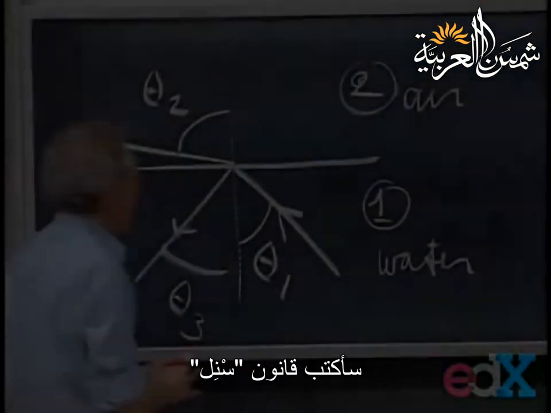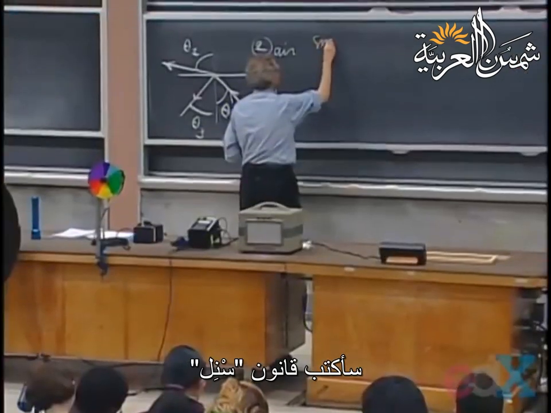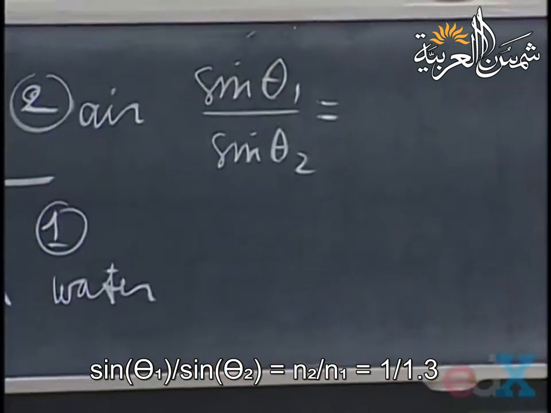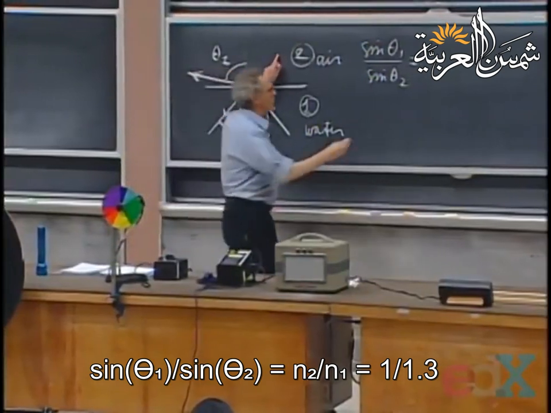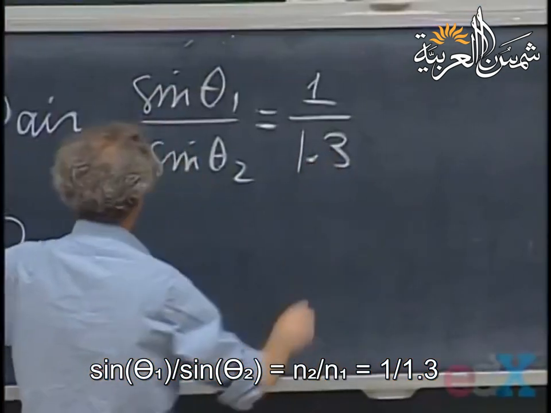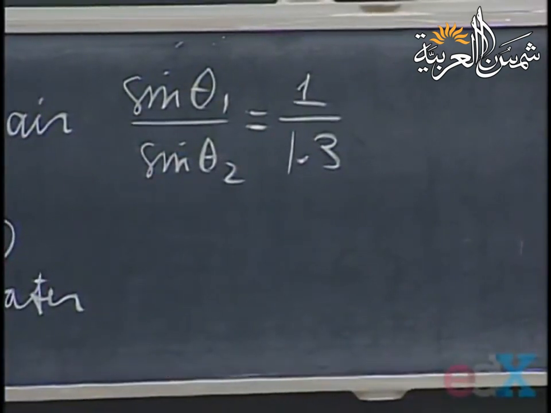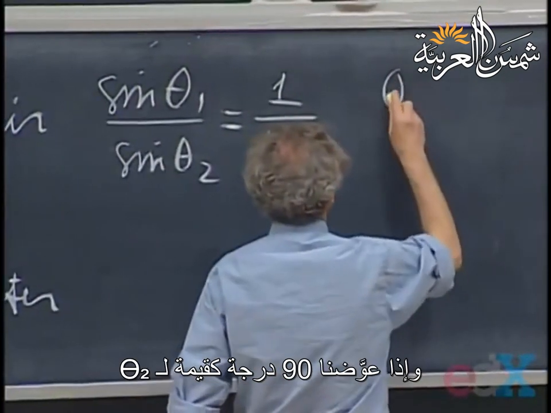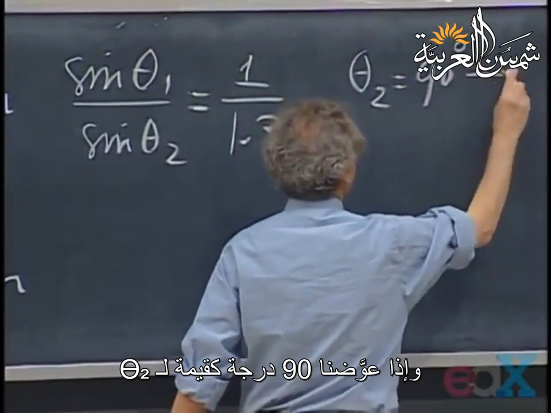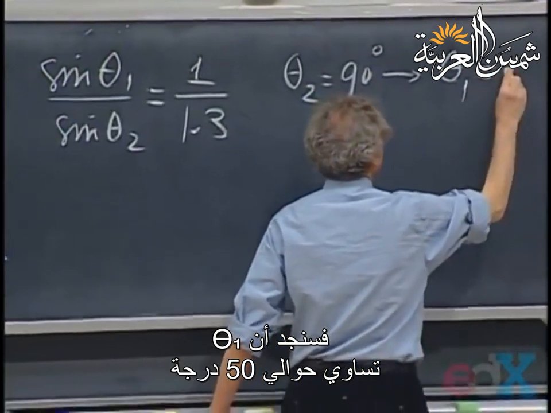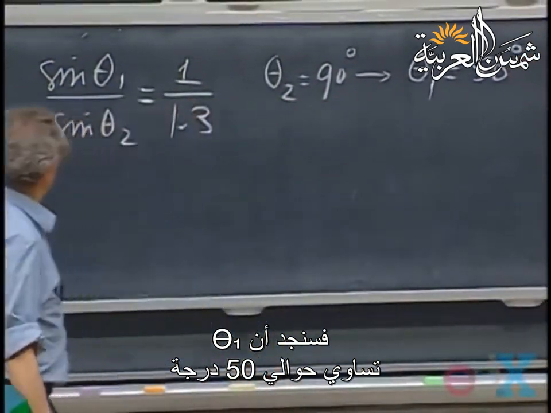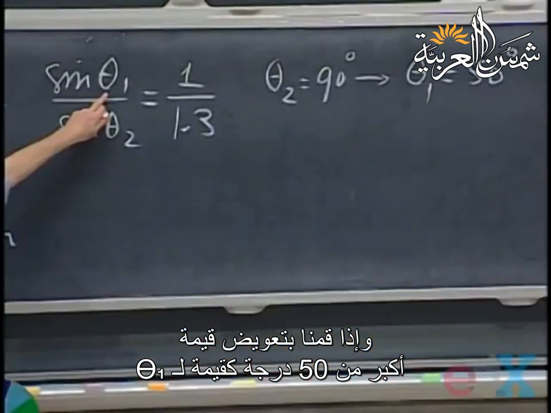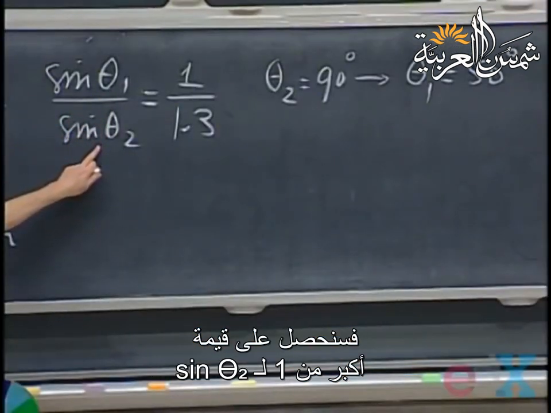And so if I write down now Snell's law, then I get the sine of theta 1 divided by the sine of theta 2 is now n2 divided by n1, but n2 is 1 divided by 1.3 if we go from water to air. And what is so special here is that theta 2 can obviously never be larger than 90 degrees. And so if you substitute in here theta 2 is 90 degrees, then you will find that theta 1 is about 50 degrees. And if you apply this equation and you substitute for theta 1 an angle larger than 50 degrees, you're going to find the sine of theta 2 being larger than 1, which is nonsense.